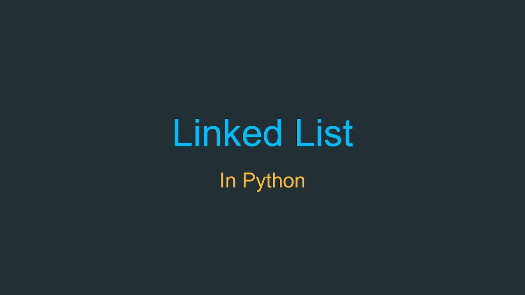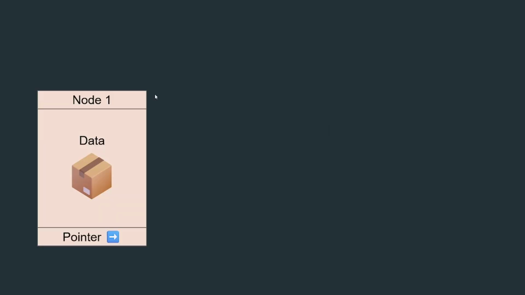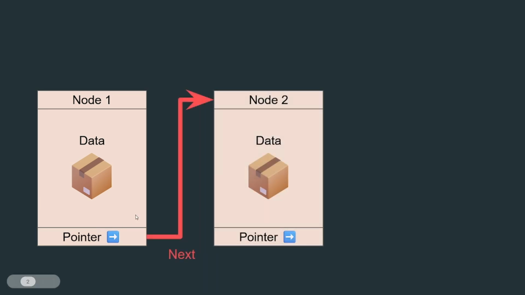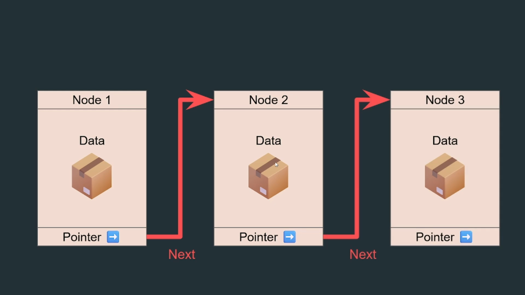Today I will cover linked lists in Python, which are similar to lists but store data differently. An element in a linked list is called a node. A node contains two properties: data, which stores any value you wish, and pointer, which points to the next node. So for example, node 1 points to node 2, which contains its own values and a pointer to node 3. The first node in a linked list is called the head, and the last node is called the tail.